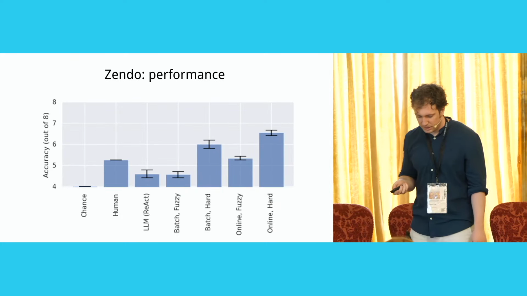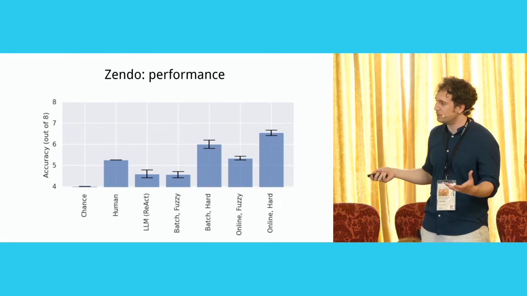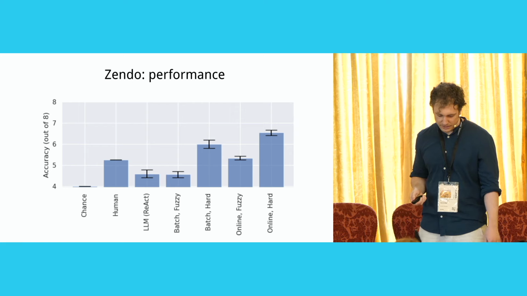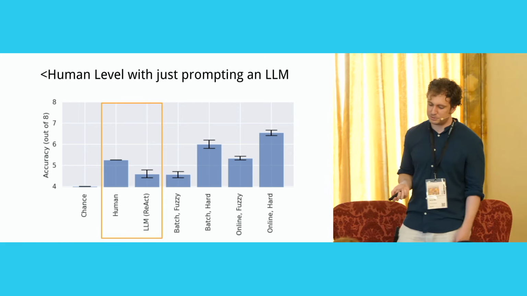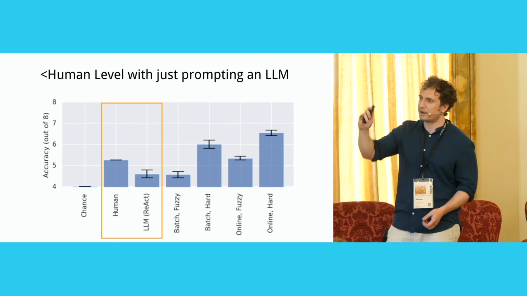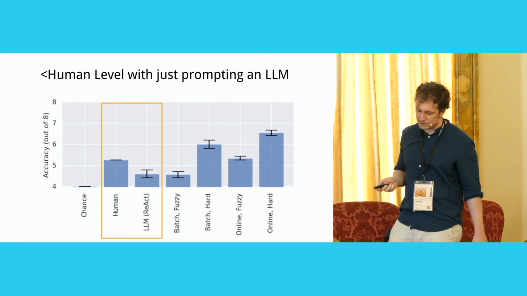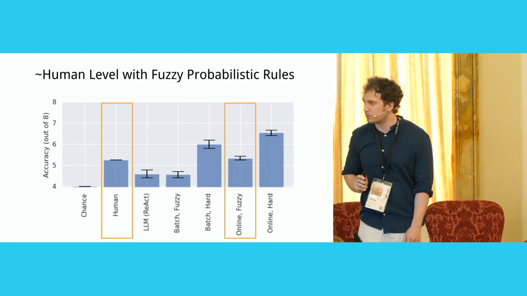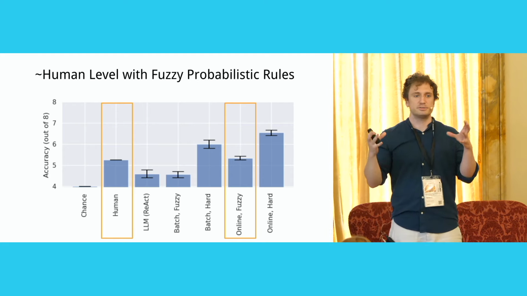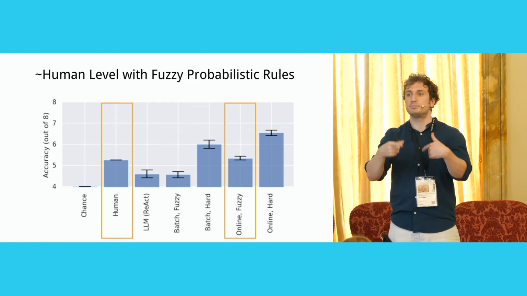OK, so if you just look at Zendo, which is the harder version of this, humans are better than just prompting a large language model. So the y-axis is accuracy. A model that's quite close to human performance is this online SMC learning of these fuzzy probabilistic rules.